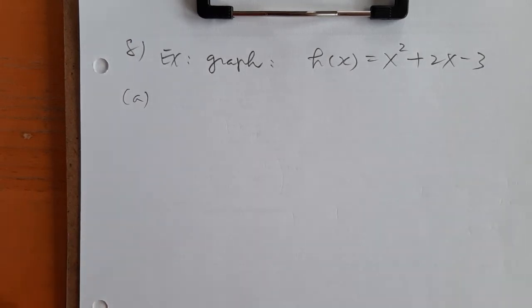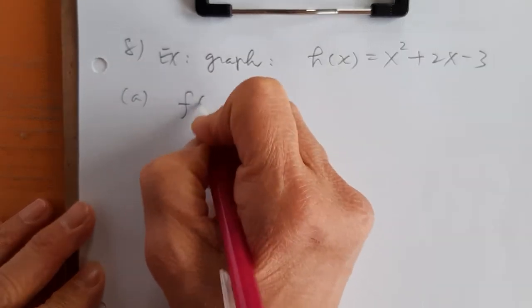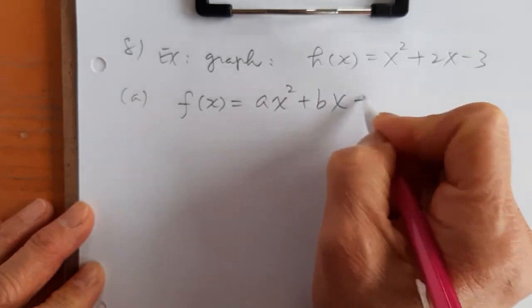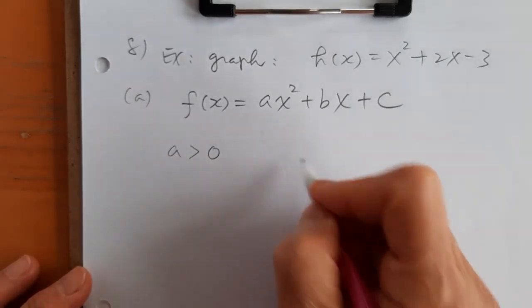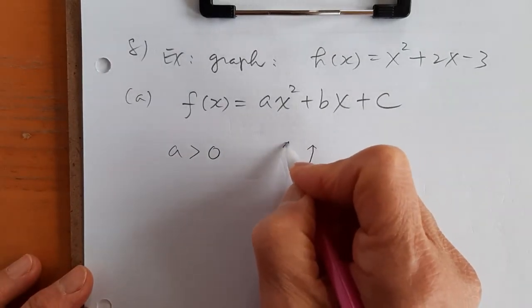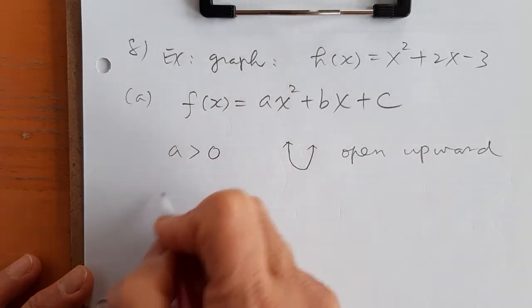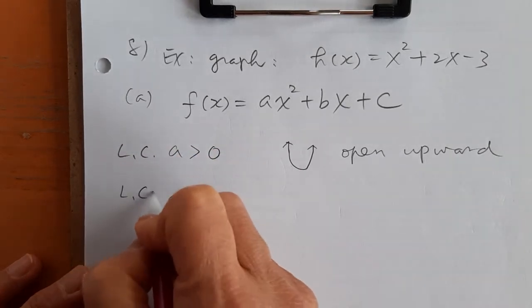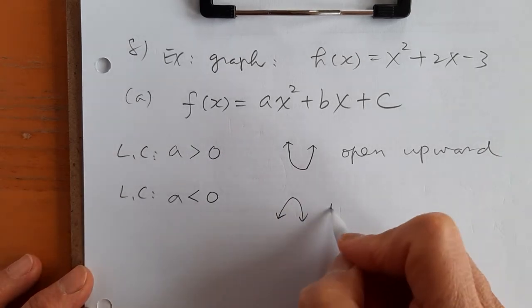I'm going to talk about the general form first. If given a function formula, f of x equals ax squared plus bx plus c, this is the general form. If a is positive, the parabola opens upward. This a is what we call the leading coefficient. If the leading coefficient a is negative, it opens downward.